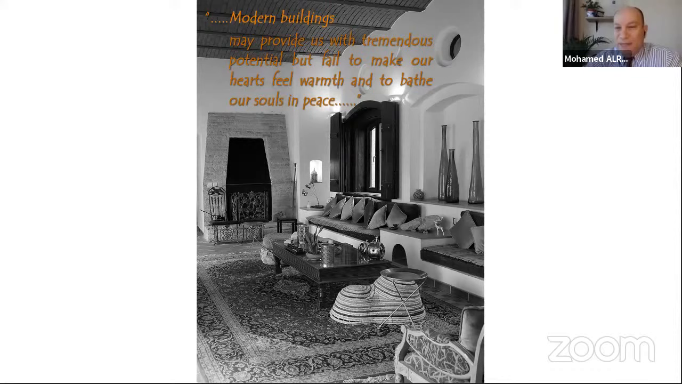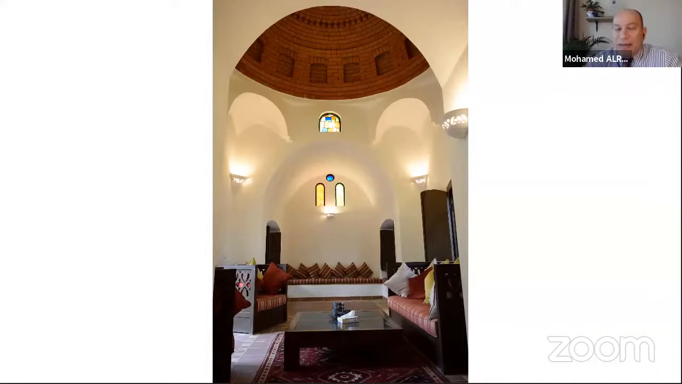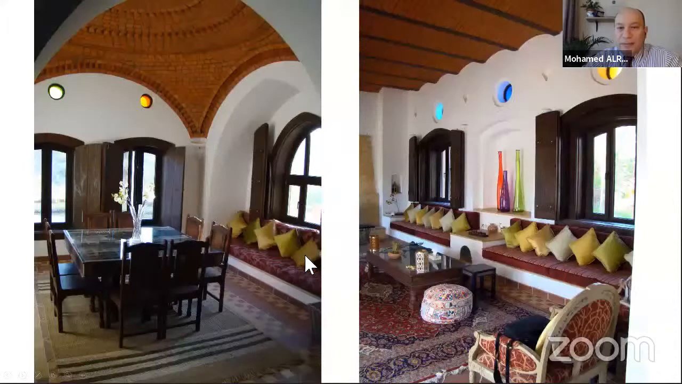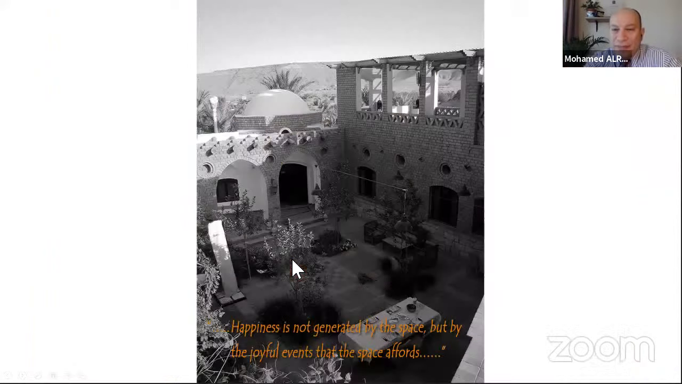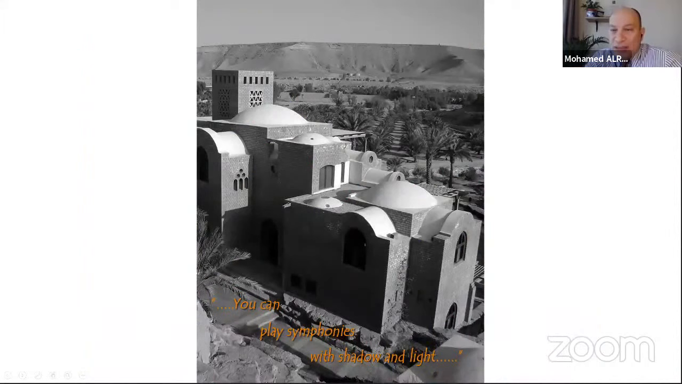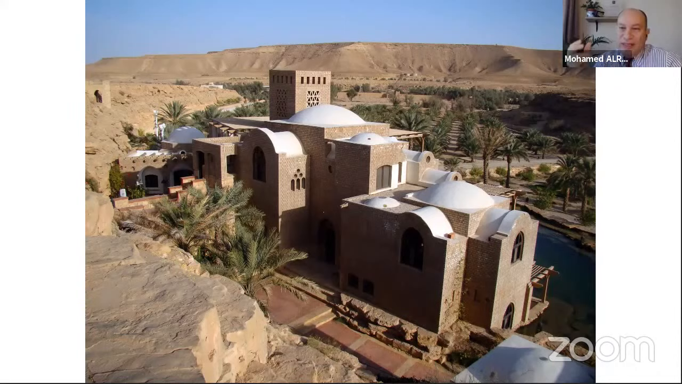This is the interior of it. It is very simple. You can feel intimacy. It is very close to your soul. And here another message says that happiness is not generated by the place, but by the joyful events that space affords. And here you can play symphonies with just shadow and light. You don't need to exaggerate your forms to be impressive. Just use the architecture tools between your hands. You play with the lights, okay?